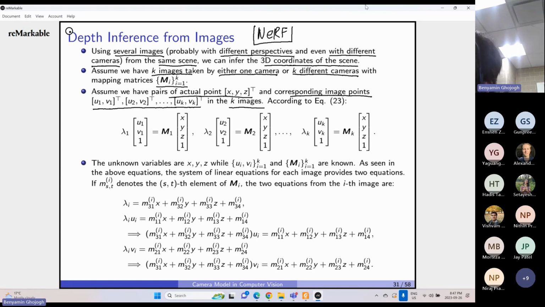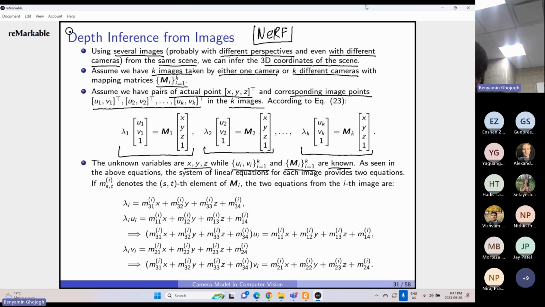So let's put these pairs in the famous mapping equation that we had. So we have K equations like this. The unknown variables are x, y, z of that object, right? While ui, vi, where i goes from 1 to K, and also the mapping matrices are known, right? Then what do we do?